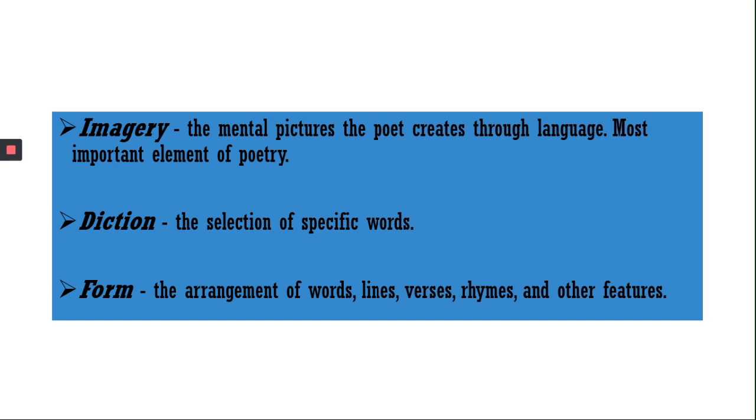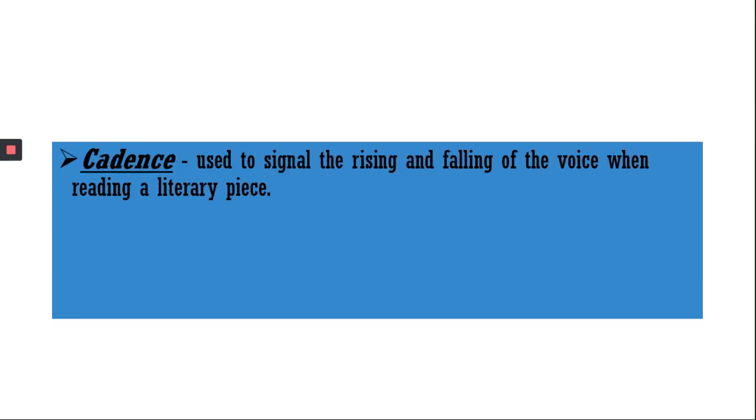So here in form, this is the totality of your poem. It is the structure. Last one is the cadence, used to signal the rising and falling of the voice when reading a literary piece. Here, you'll see this in spoken poetry, where the speaker himself gives emphasis.